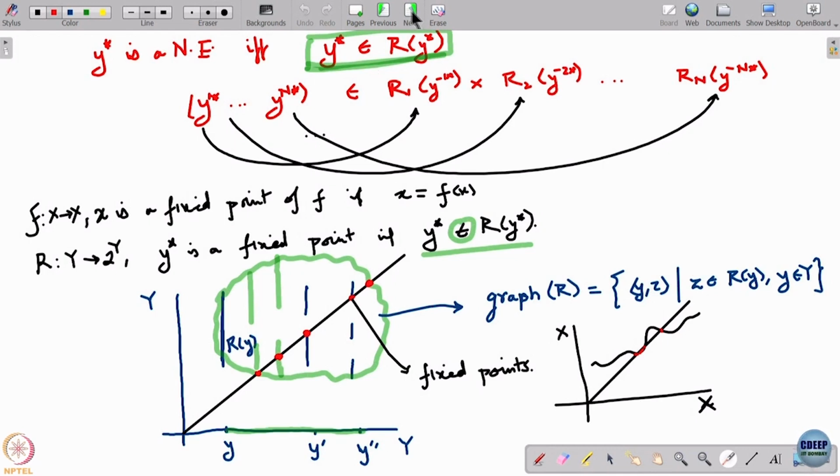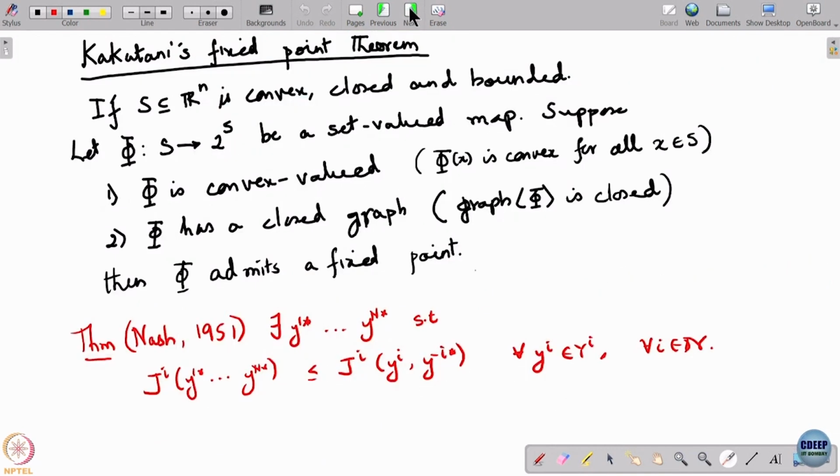Now, how will we show that R has a fixed point? We will apply Kakutani's fixed point theorem, which means that we are going to show that if I take phi as R, all these hypotheses are satisfied. Okay. So, that's going to be the proof idea. We need to check a few things. So, let us go through them one by one.